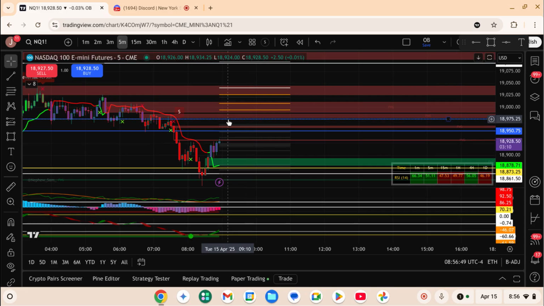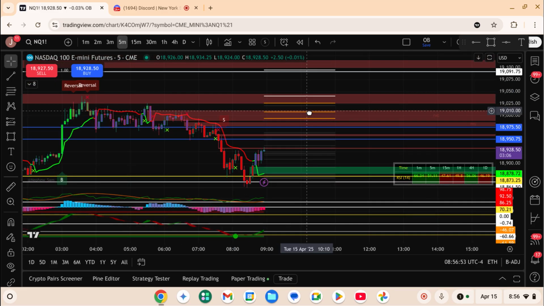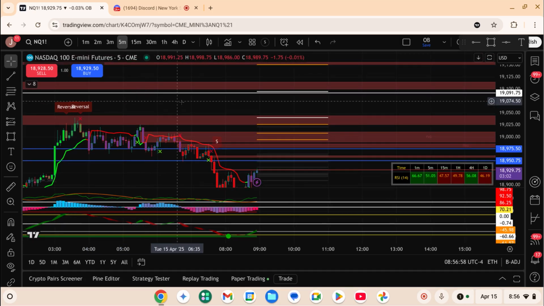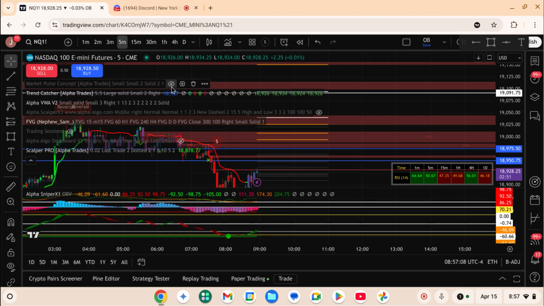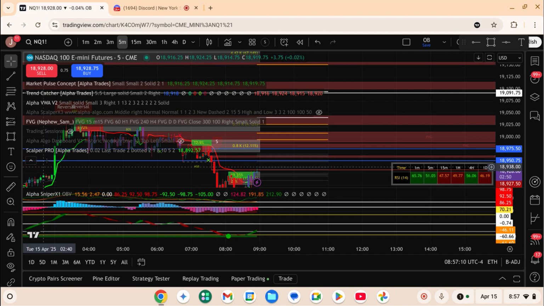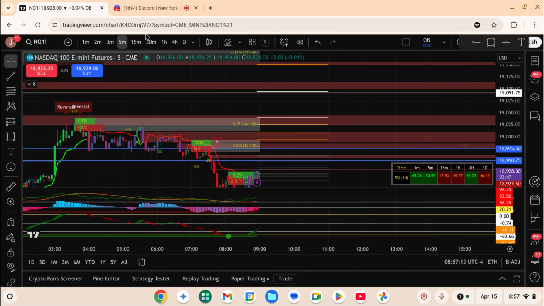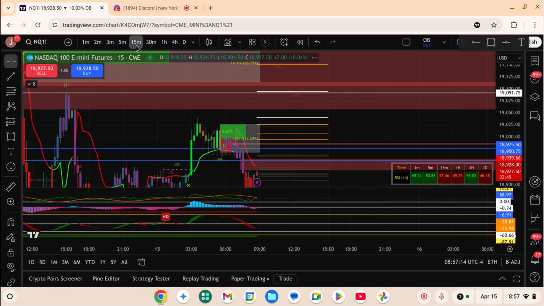If we break above here, we'll target, oh, right there. We already have a target set. This white line here, which is a 15-minute, I think, breaker structure. Oh, 15-minute lower high.